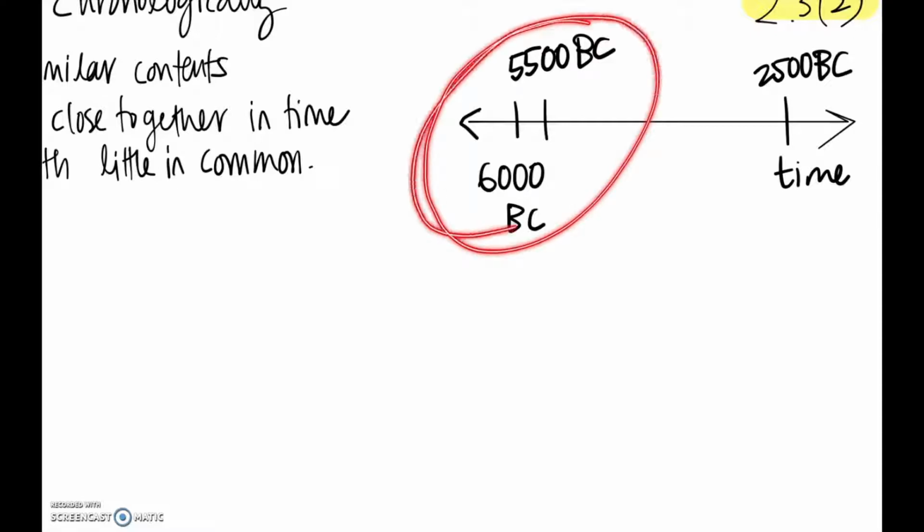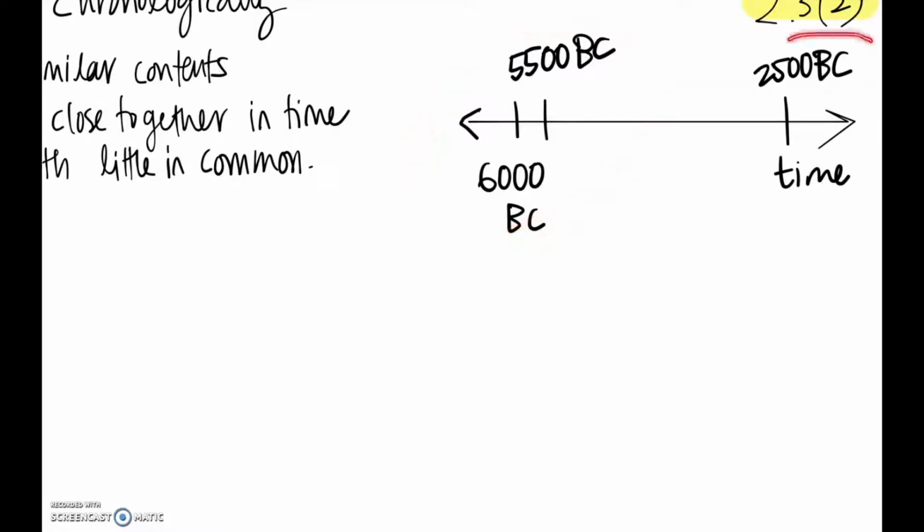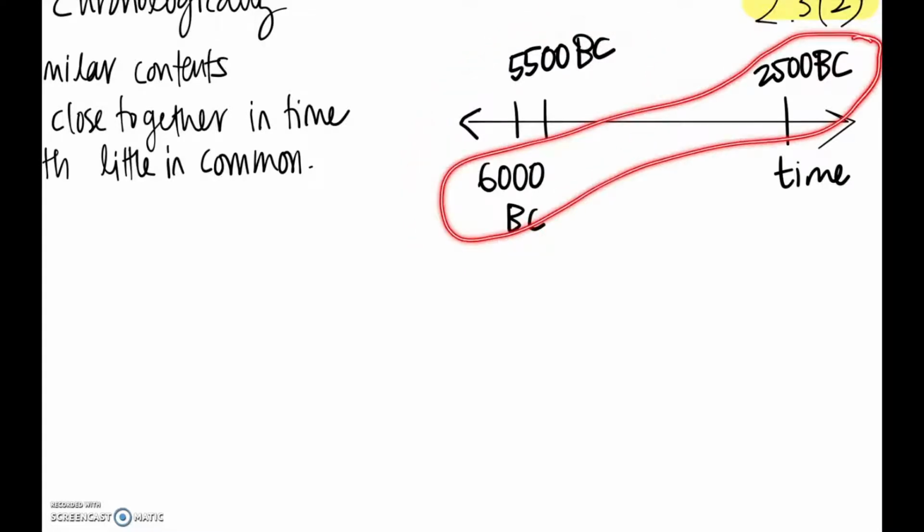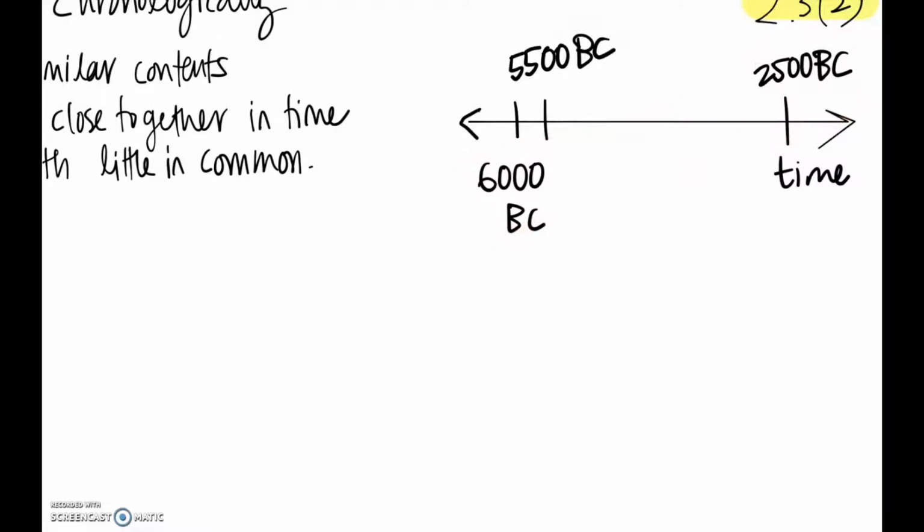Graves from these time periods will have more similar pottery than two graves from each of these time periods. And so as we look at these graves and we examine the pottery, when we find pottery that's similar, we're going to assume that those graves are closer together on the timeline. And that sounds like a pretty reasonable assumption.